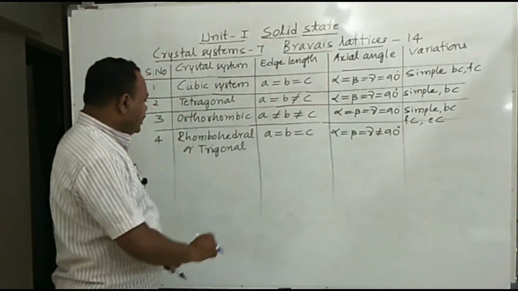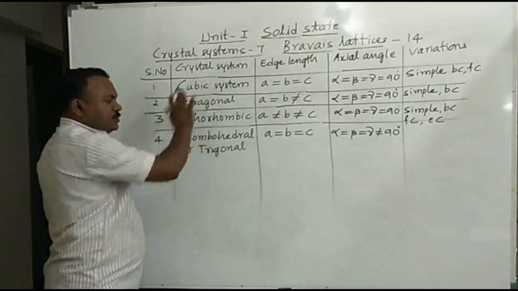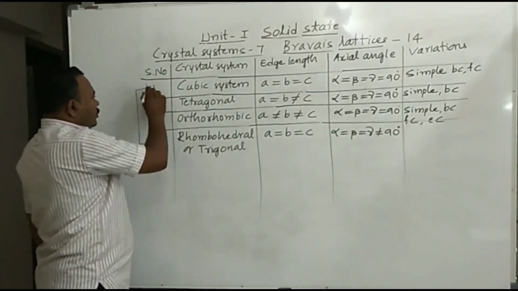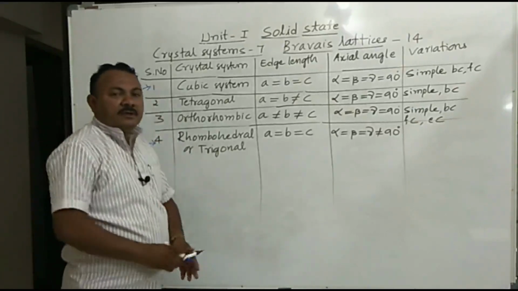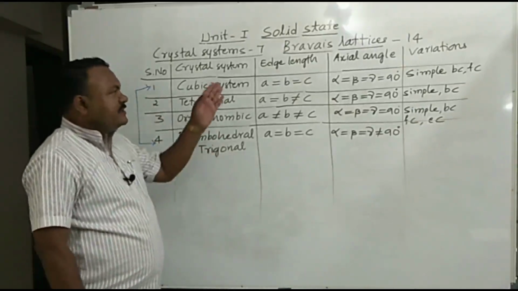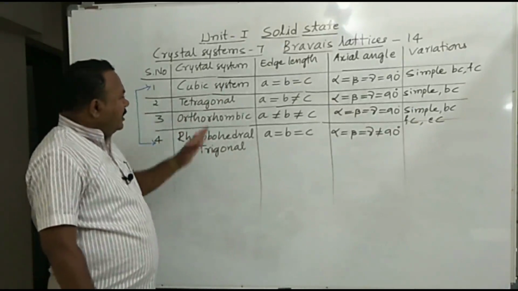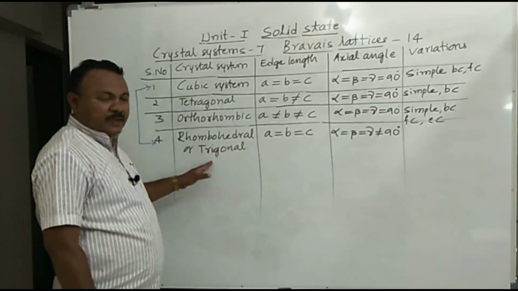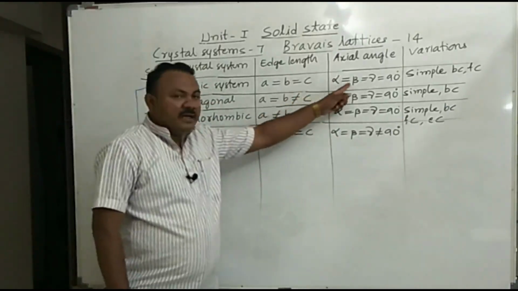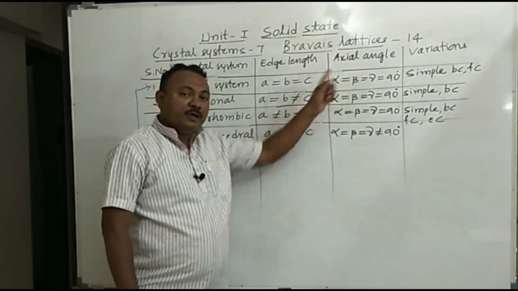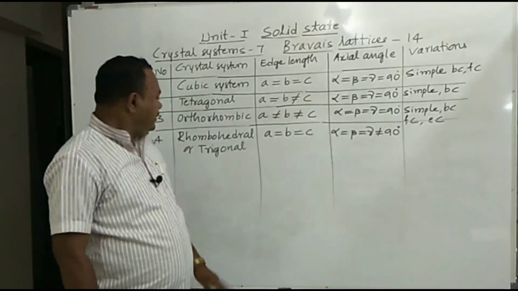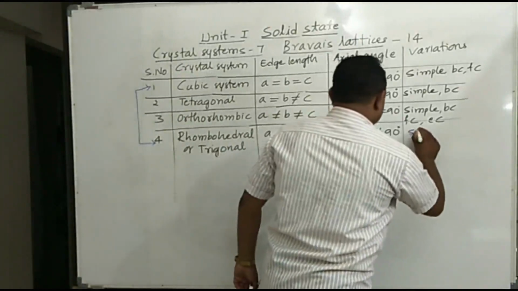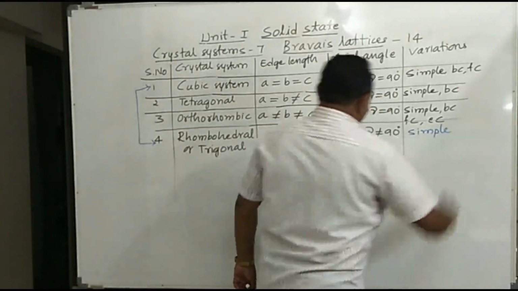I am going to remember the trigonal system based on the cubic system. It is very easy to remember this table when you go on comparing the crystal systems with respect to edge length and axial angle. See that, almost the cubic system relation is repeating in the trigonal system. The only difference is alpha, beta, gamma equal to 90 in cubic, but not equal to 90 in the rhombohedral or trigonal system. And here we are getting only one variation, nothing but the simple unit cell.